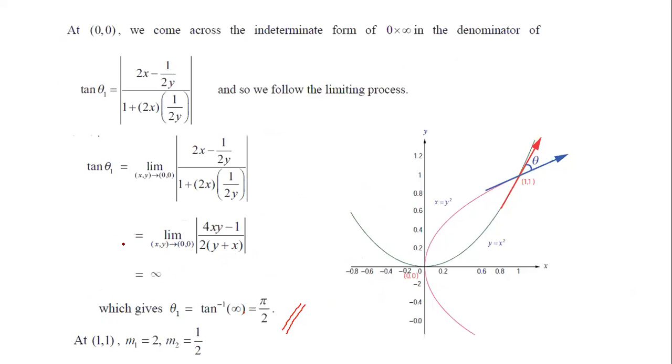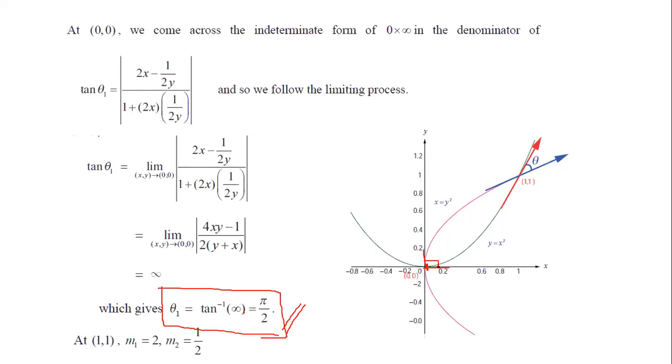So that is the tan theta, and then theta equal to tan inverse of infinity. We know that tan inverse of infinity is pi by 2, that means 90 degrees. At 1 comma 1 it is very simple. At 0 comma 0 here, the angle between the two curves is of course 90 degrees.